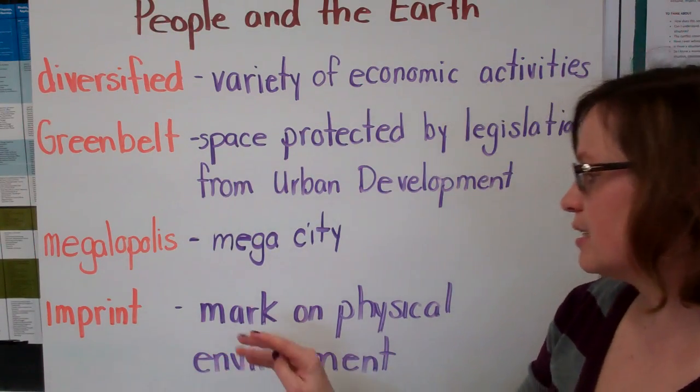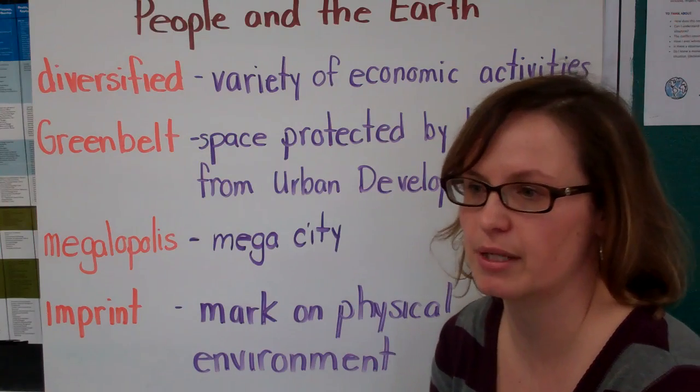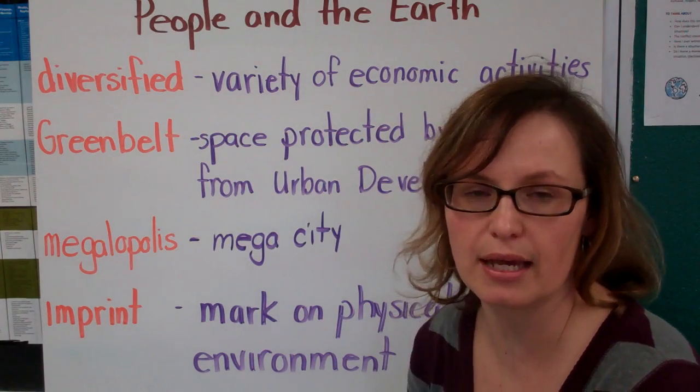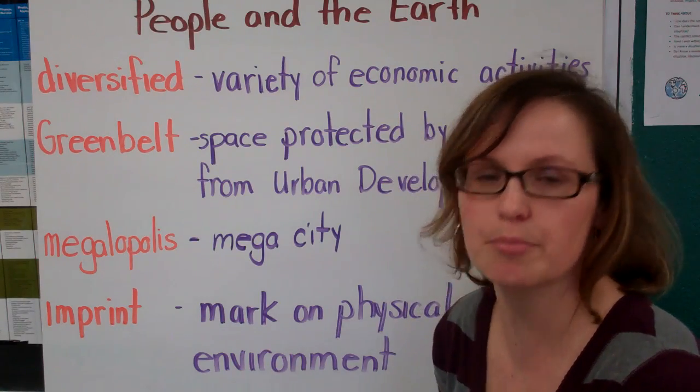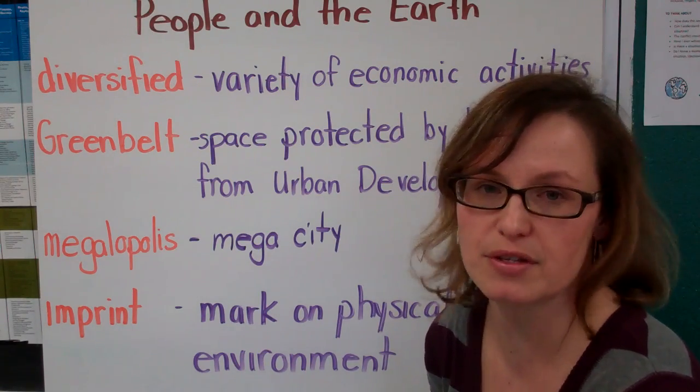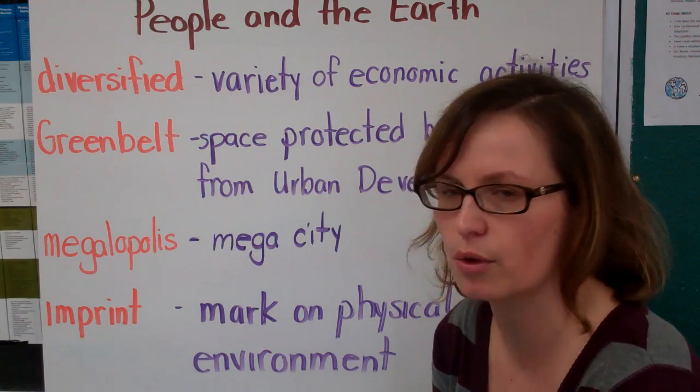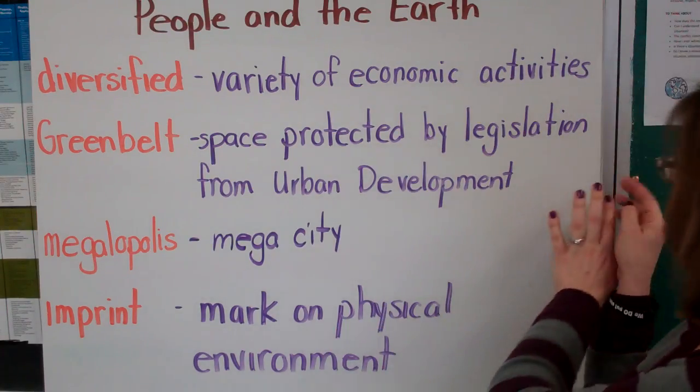Imprint. An imprint is a mark on our physical environment. So as we develop a country or a community in the land, we permanently put an imprint on the land. It's never the same after we've developed it and built on it or used it for natural resources.